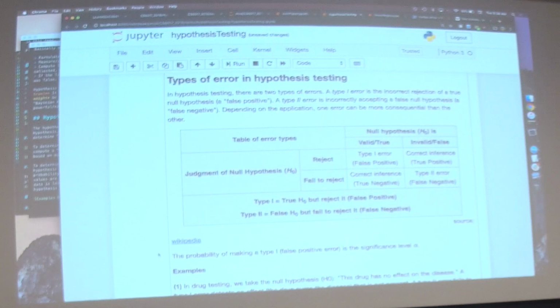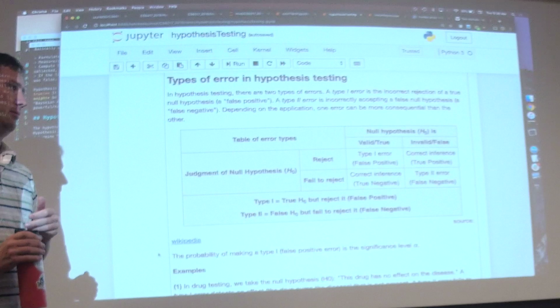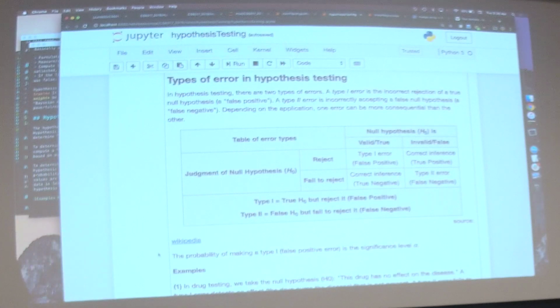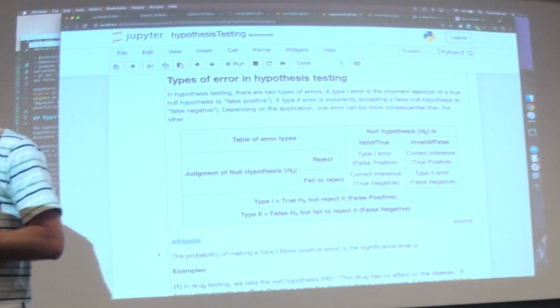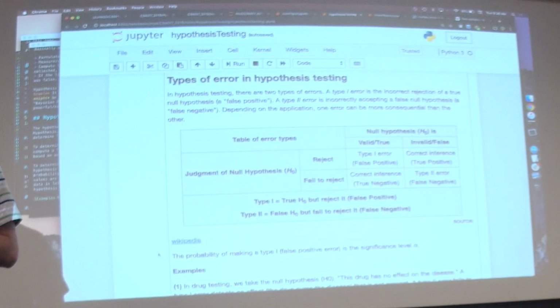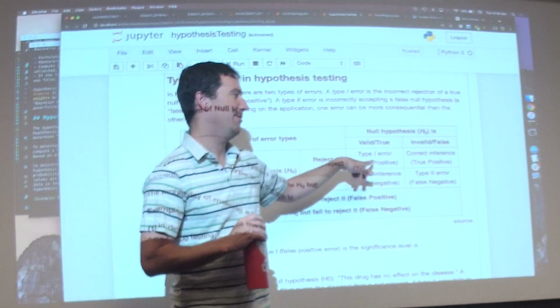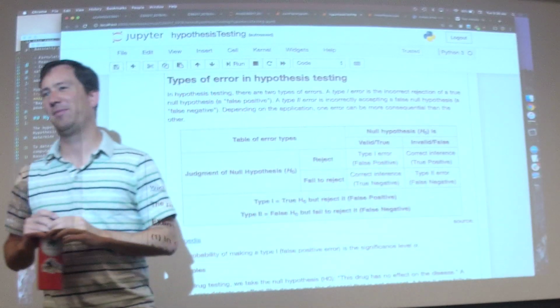We do this hypothesis testing. We might make mistakes. The lingo around this is needlessly confusing. These type 1 and type 2 errors, I think, are just really the stupidest names because it doesn't tell you anything about what they mean. So anytime you hear type 1 or type 2, I urge you to just look up whether or not that means false positive or false negative.